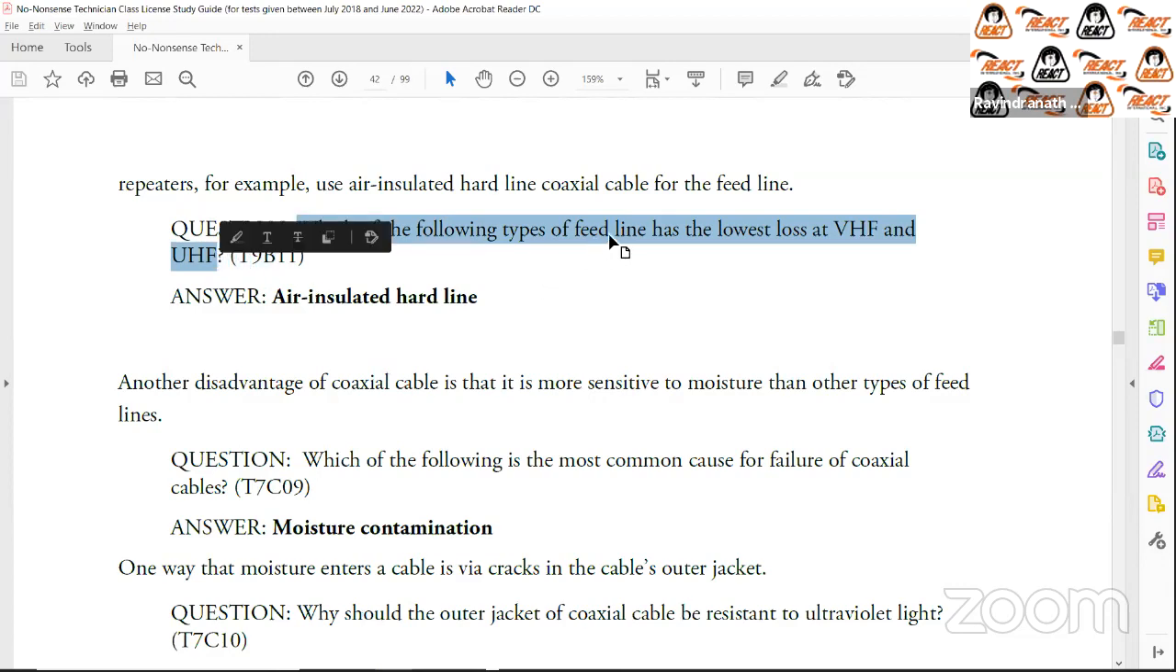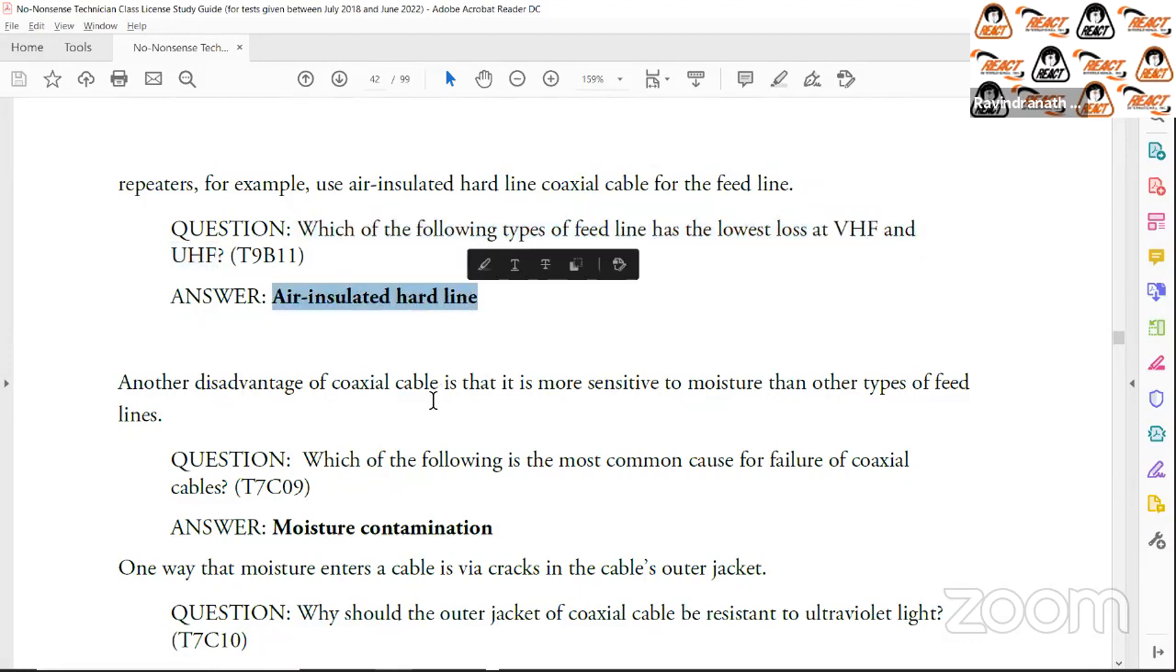Which of the following types of feed line has the lowest loss at VHF and UHF? Remember, we looked at 3 types of cable in the slide deck. We looked at RG58 and RG8 coaxial cable, but we also looked at something called hardline or air insulated hardline, and we said that was extremely low loss cable. So that's the answer that they're looking for. Air insulated hardline.